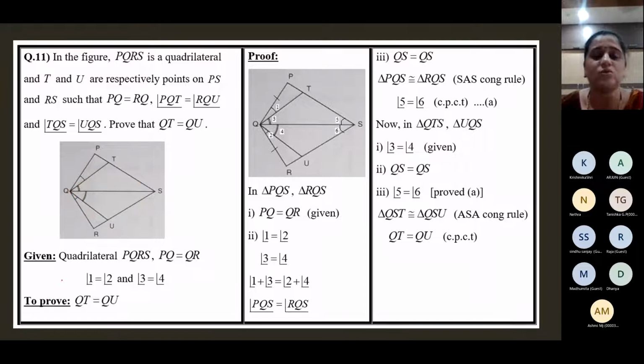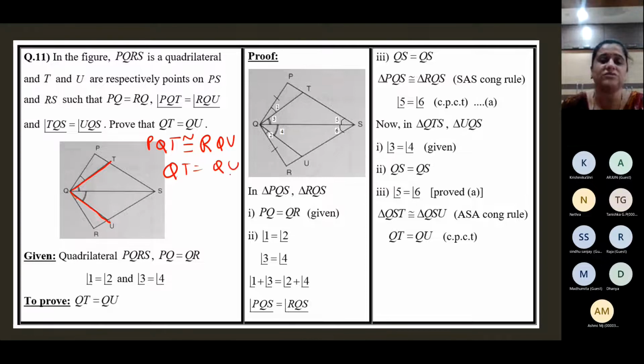Now, normally when we have to prove that two line segments are equal, we take one triangle which has one line segment, so here QT, and we need to take another triangle that has the other line segment, which is QU here. So going by that, we can go with two sets of triangles. One is you can prove that triangle PQT is congruent to triangle RQU. Look at the figure. When you prove that these two triangles are congruent, you will get QT is equal to QU by CPCTC.